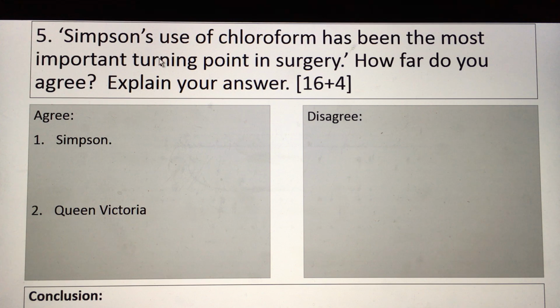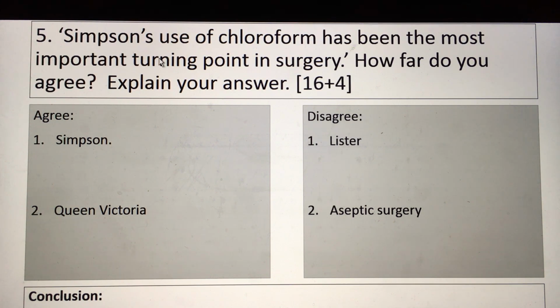Okay, then we need to use a phrase like on the other hand or whereas, or some might disagree because, and we're going to disagree with this statement. We could say someone like Lister and his use of aseptic surgery was a massive turning point in surgery. Okay, so Lister talking about carbolic spray is a mention of that, and then the development of aseptic surgery and why that was so important as a turning point in surgery.